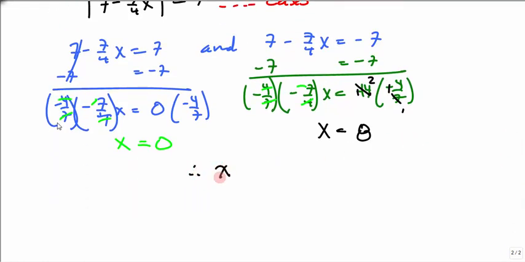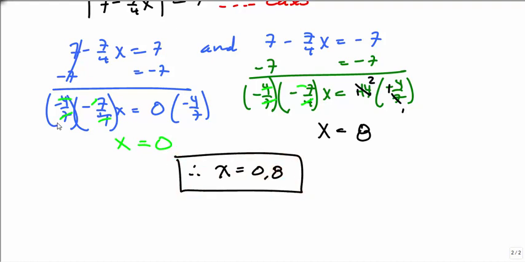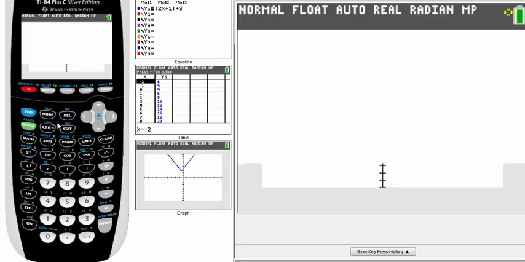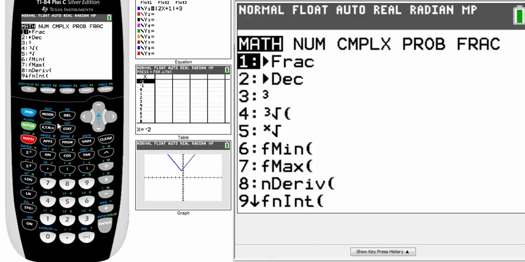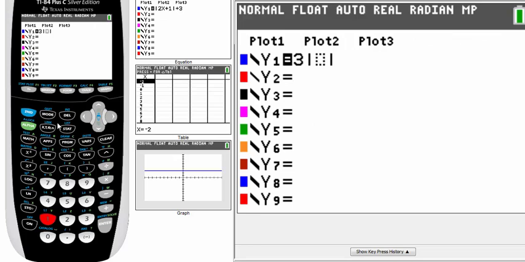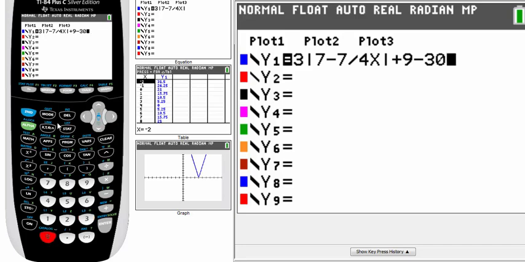Now, you should always check these either by graphing or by plugging them back in. So for this example, let's go ahead and graph to check our answer. Under y equals, let's make sure we clear that out. We'll have 3 times the absolute value, which is under math, second option over here to the right, 7 minus 7/4 x. That's the end of my absolute value, so you'd close your parentheses there. Now mine was a +9, and I have to subtract over the 30 that was on the right-hand side.